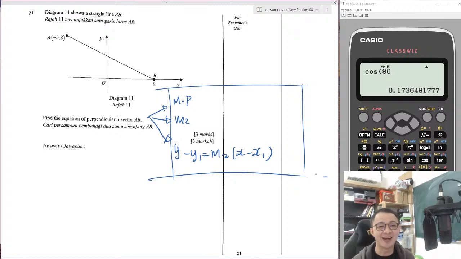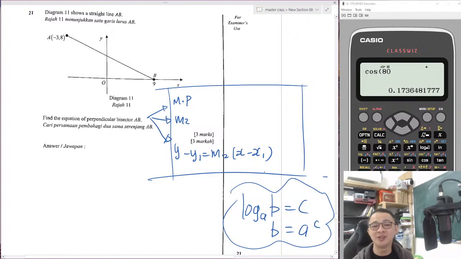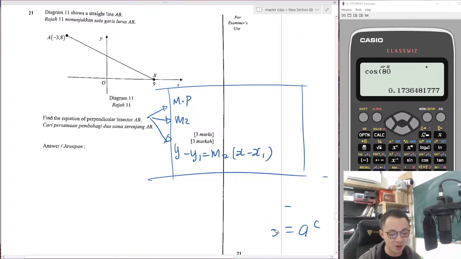Or how to get 10. Basically you move the log base 10 to the other side, and you will get 10 over there. I'm using the formula from just now: log_A B equals C means B equals A to the power of C. If you don't understand this, you need to go and revise some basic log. Okay, so let's come back to this question.